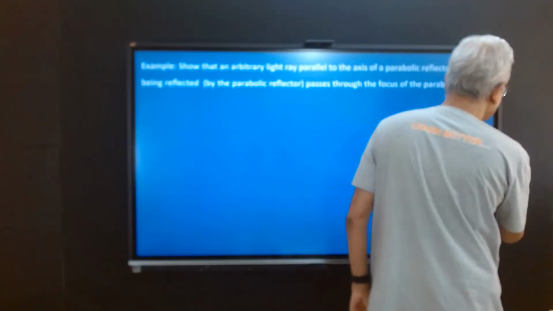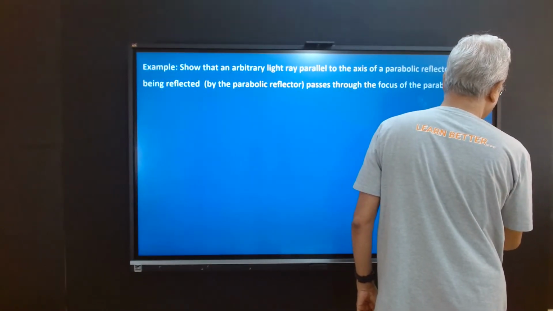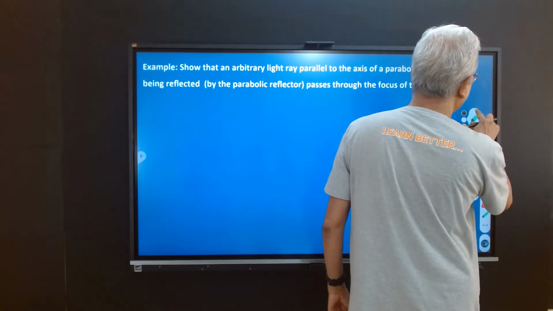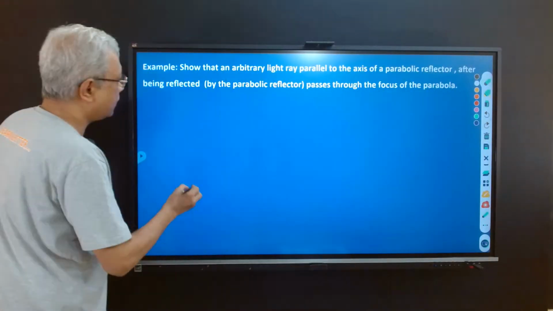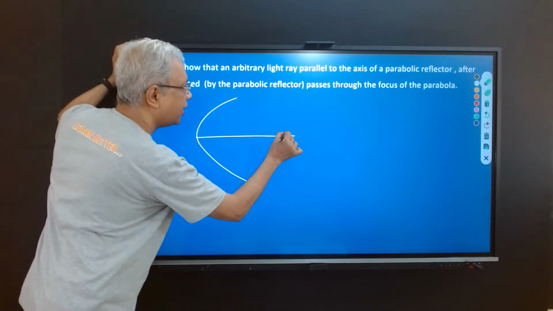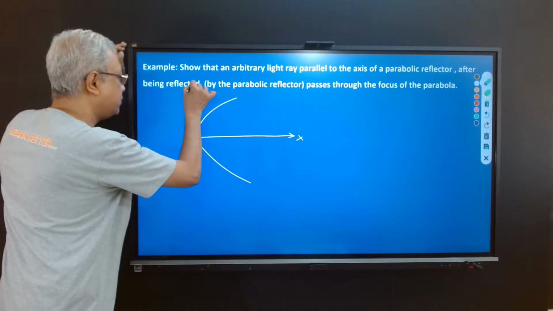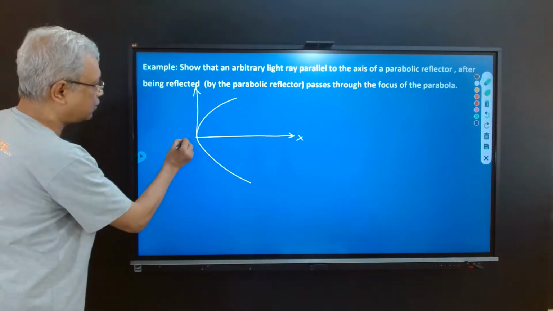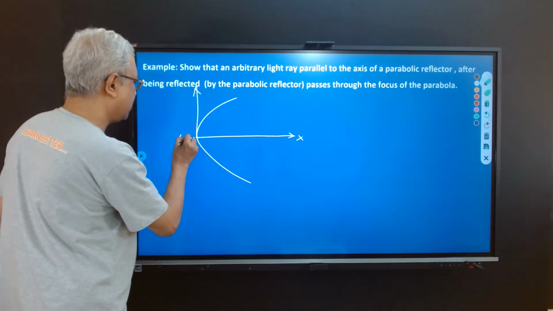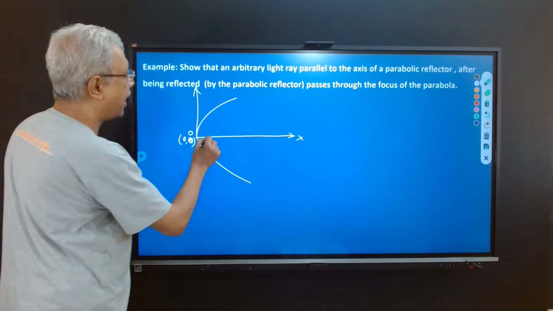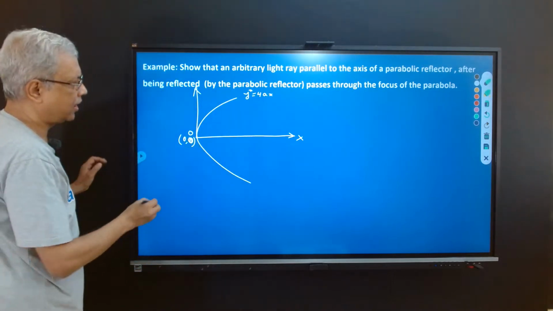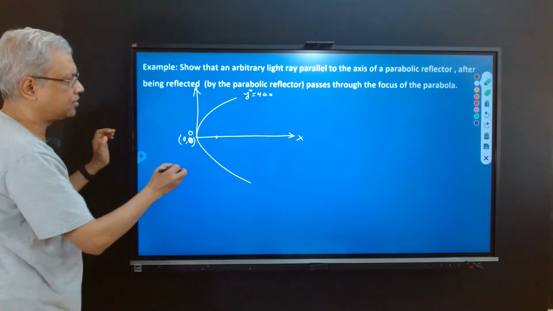So for that, let us take the following steps. So I take this parabola. This is the x-axis, which happens to be the axis of the parabola also. This is the vertex of the parabola, which is nothing but the origin of the coordinate system. And the equation of the parabola we are taking is y square equal to 4x. Okay, and the focus is obviously (a, 0).